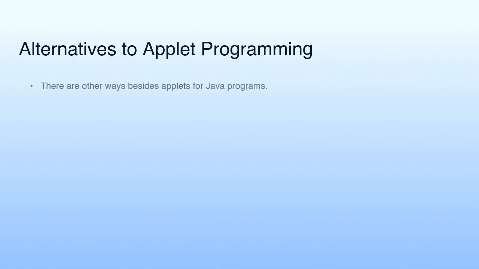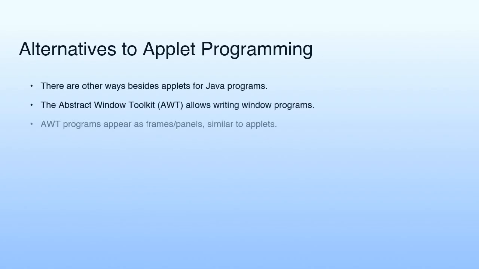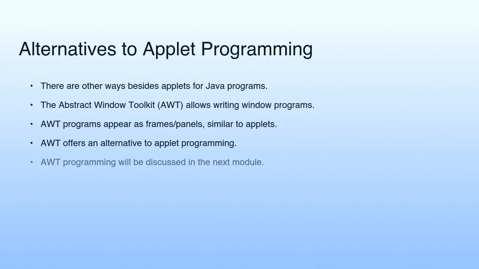Besides applets, there are other ways for Java programs to run, such as the Abstract Window Toolkit (AWT). AWT allows writing window programs that appear as frames or panels, similar to applets. AWT offers an alternative to applet programming, which will be discussed in the next module.